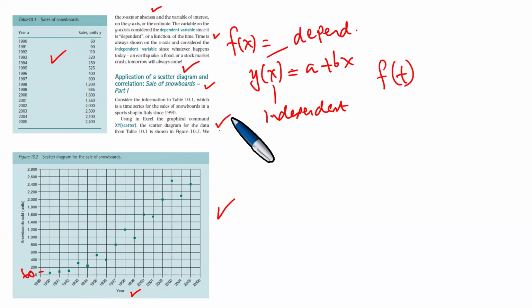And this can be done once again on Excel, and one gets this presentation there. Okay. And obviously up to 2005. In 2005, you really can see the increase in the number of units sold in the spot shop in Italy over the years. In the year 2005, for instance, you can see 2,400 units were sold. Okay. So this is the scatter diagram.